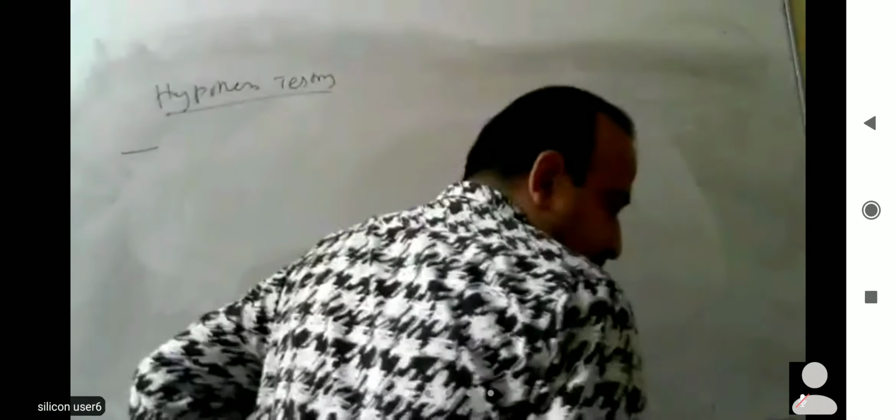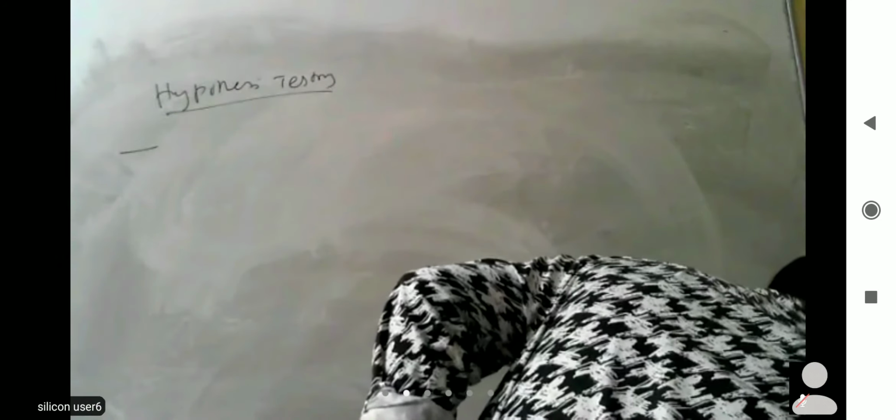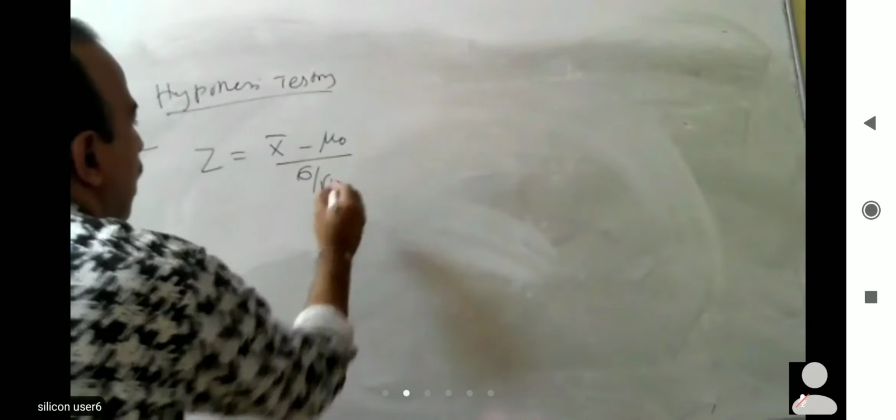One by one. Suppose you want to test the null hypothesis for a large sample where sigma is known. What is the formula? Discuss with me. X bar minus mu 0 by sigma by square root of n. Clear?